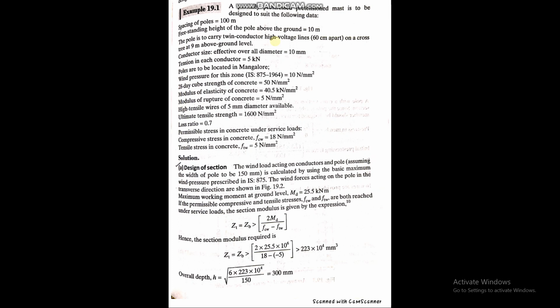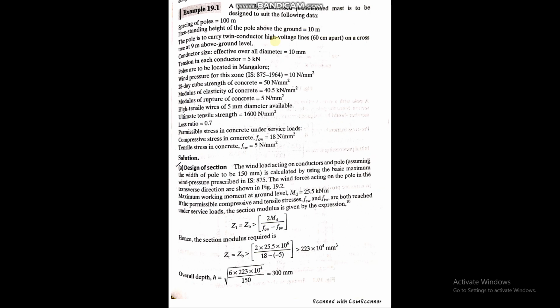and basically the most common condition, that is wind blast on the exposed face and wind blast on the transmission wire as well. So we are going to do a simple problem. In the problem, it is given a partially prestressed pretension mast is to be designed to suit the following data. Spacing of poles, that means how much distance the poles are spaced apart. Like I mentioned, it may be 50 meter, 100 meter or more. In this problem, it is given 100 meter.